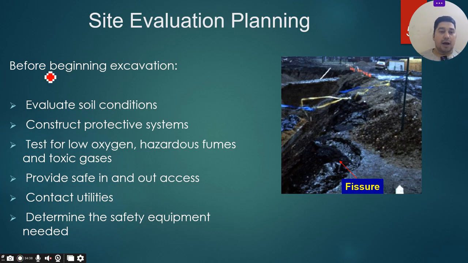Now, site evaluation planning. Before beginning an excavation, a site needs to be evaluated. First of all, evaluate soil conditions, as I told you. Then construct a protective system as per the soil requirement. Test for low oxygen, hazardous fumes and toxic gases, provide safe in and out access, contact the utilities, and determine the safety equipment as needed. So these are the things that we can do before starting any excavation work.